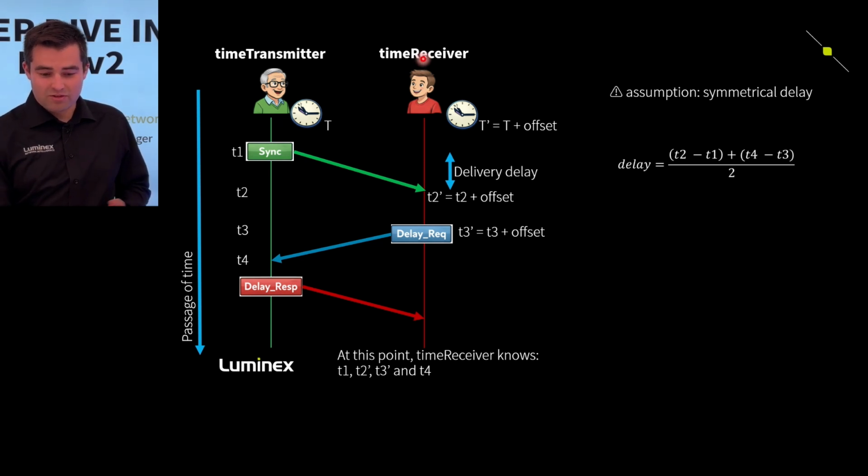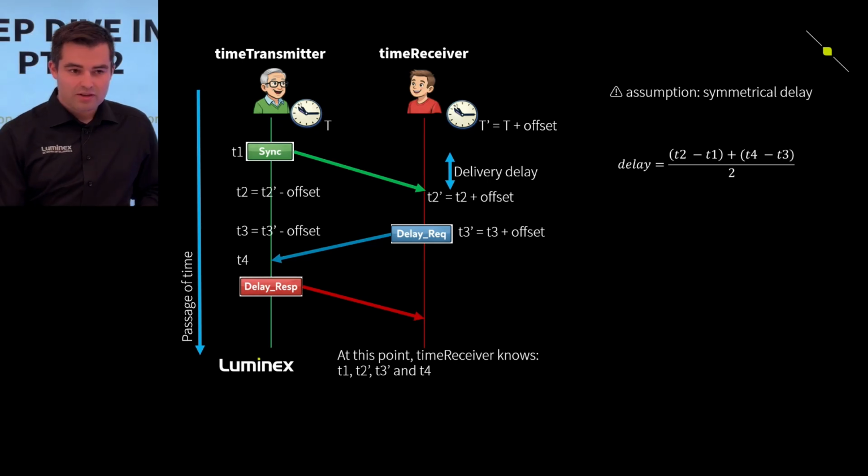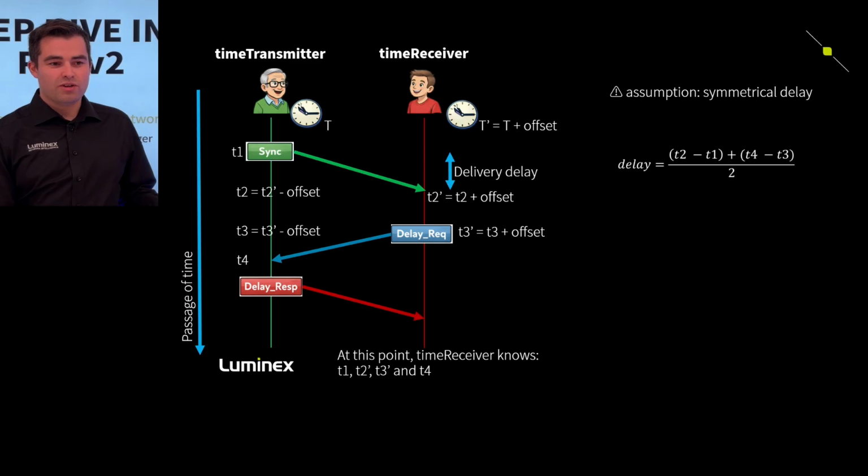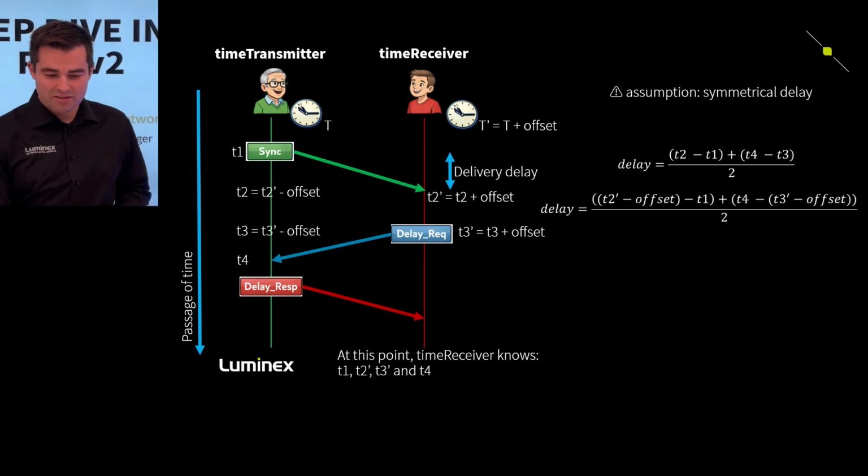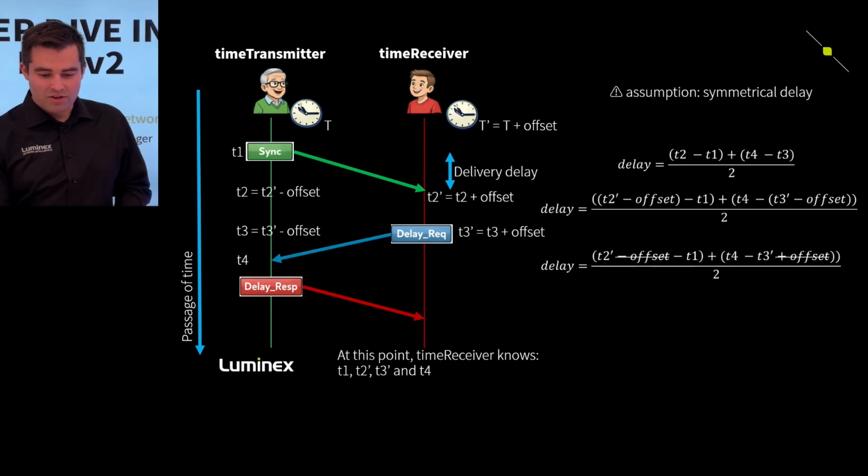But the time receiver does not know T2 and T3. It only knows T2 prime and T3 prime. So how can this be converted? We can say that T2 equals T2 prime minus the offset. It's just a conversion from the equation on the other side. And then we can fill in these values in the first equation, and we get this. So now we have T2 prime and T3 prime in the equation, but the offset is still there. And we don't know the offset, so we would like to get rid of that. How can we do that?